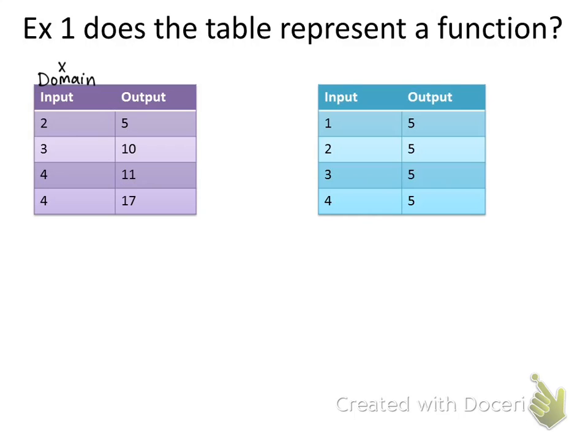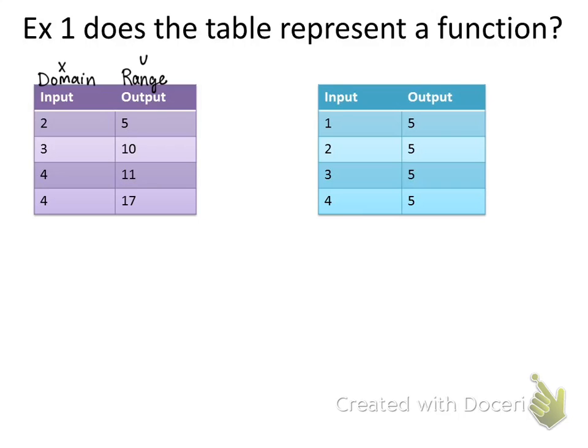Now let's do the same thing for output. What else can output be called? Range. And also, what letter can represent output? Clay?